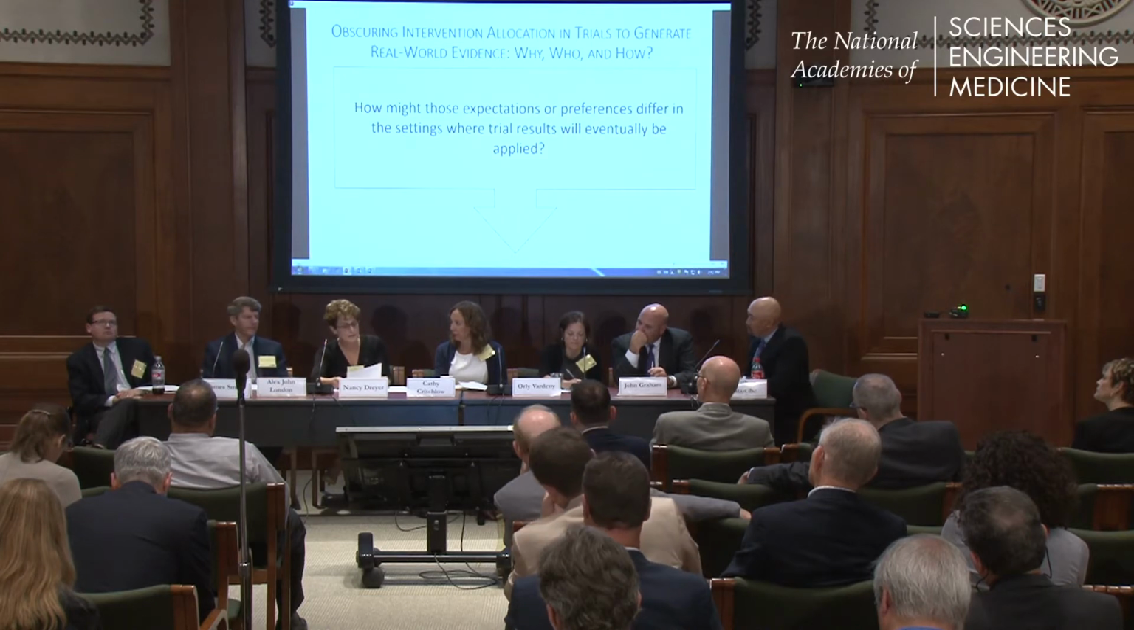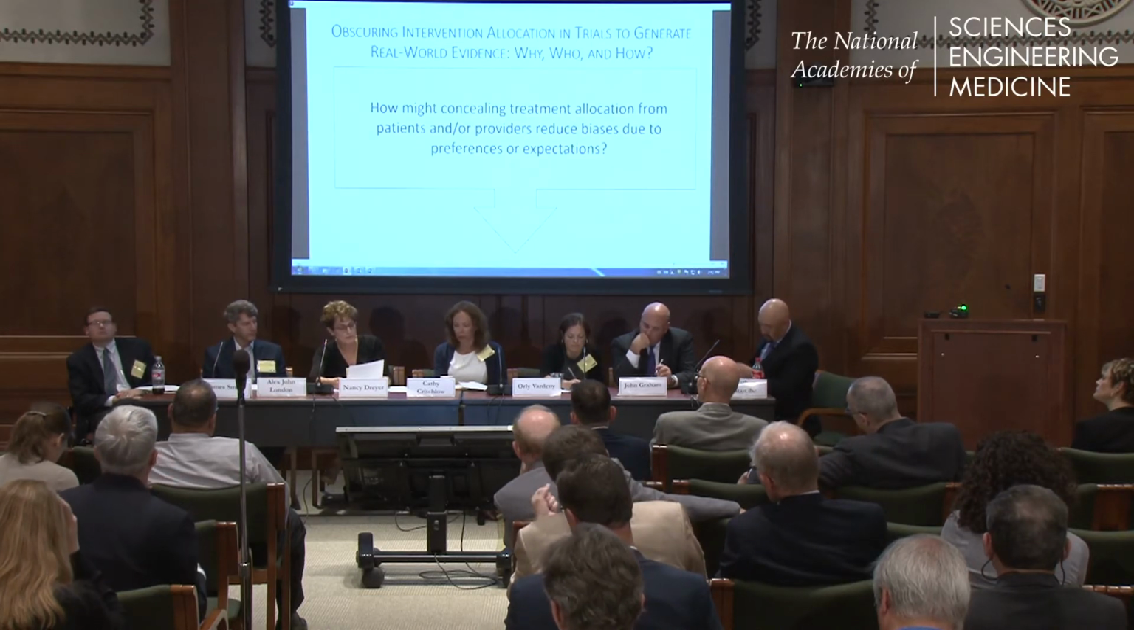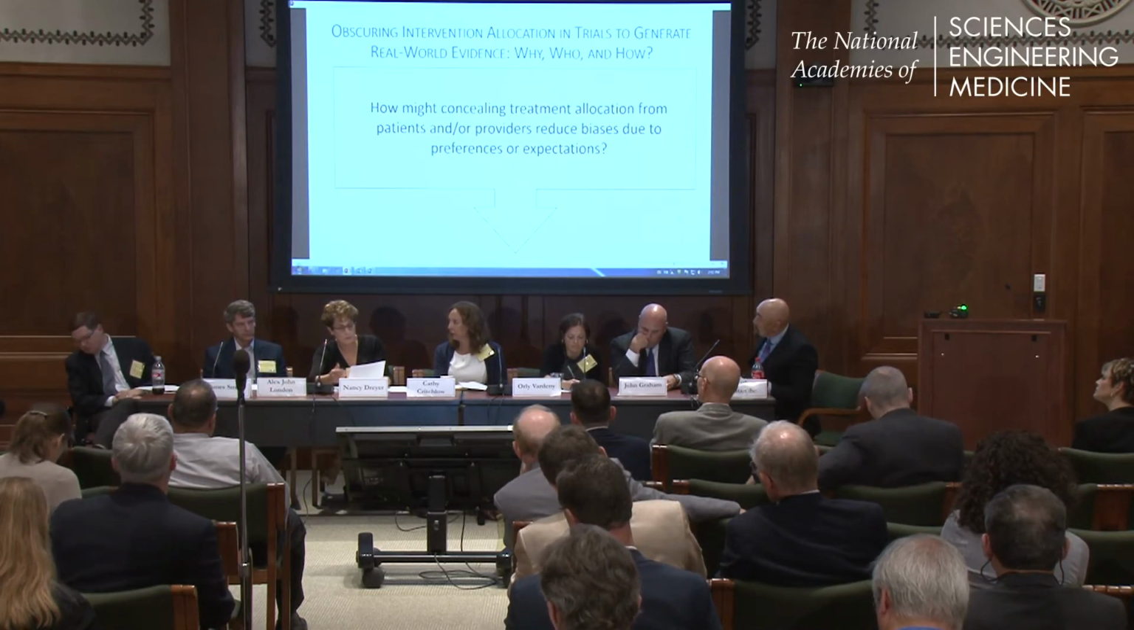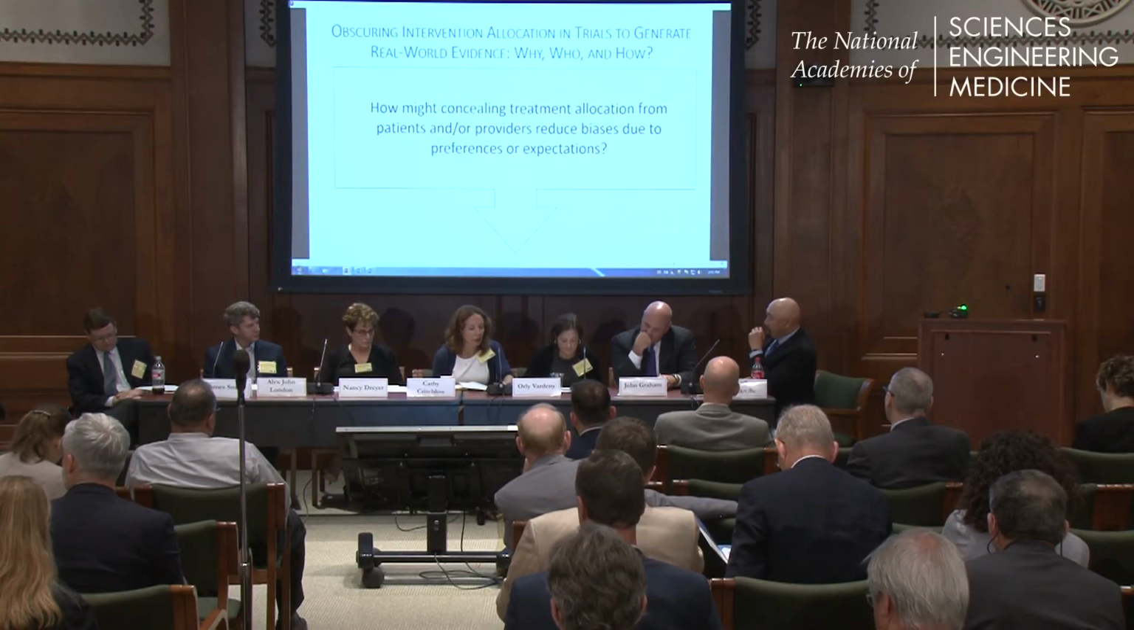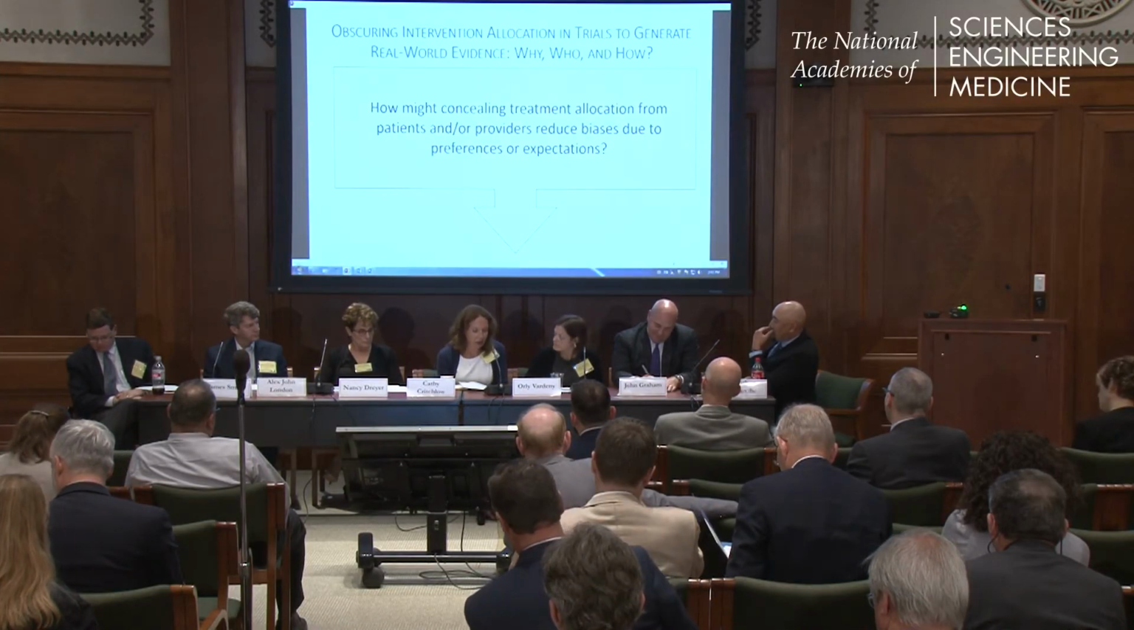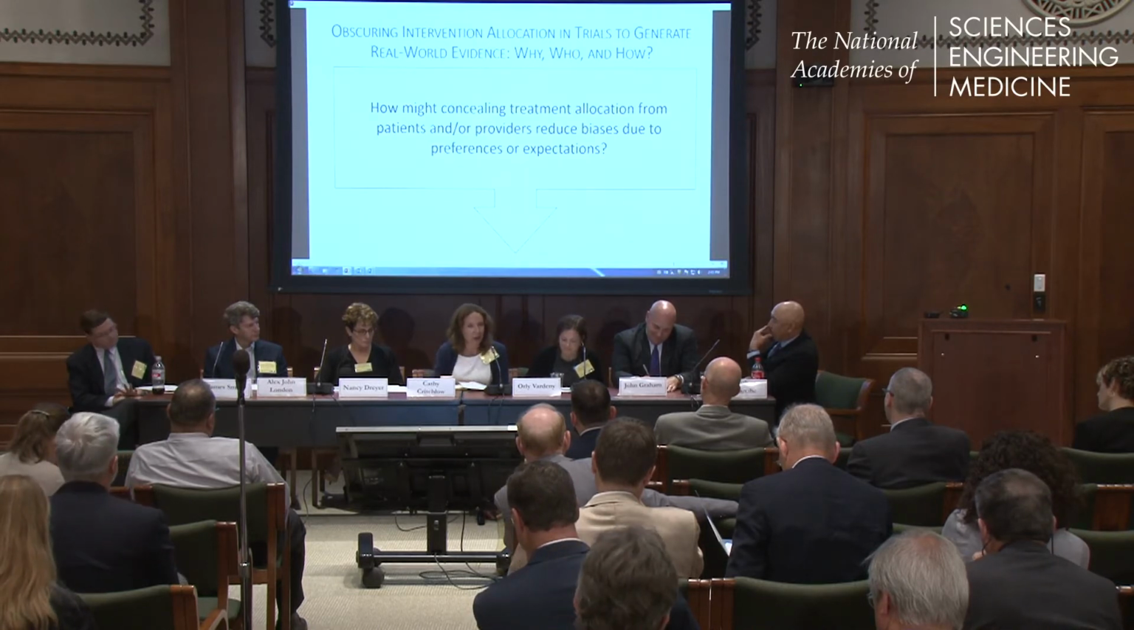For the handout, I'd like to suggest that the fourth question, how might concealing treatment allocations reduce bias, well, I think we missed the words how much. Because we just talked about how and how much is what counts. And as I mentioned earlier, to me these questions are really trying to get at what problem we're trying to solve. What are we trying to get into a study to make sure that we get the right answer?